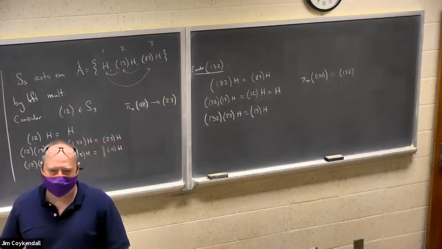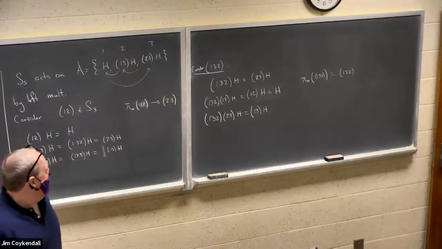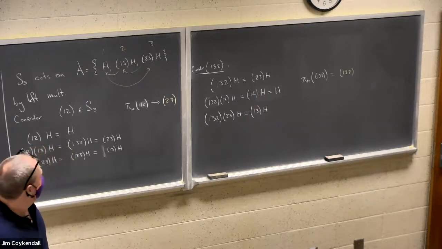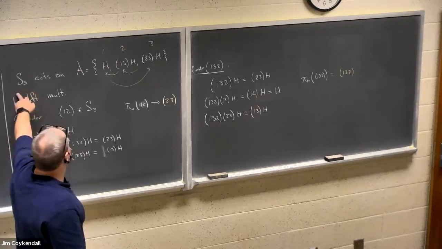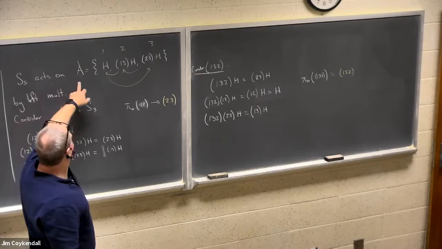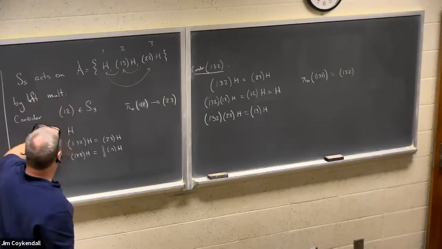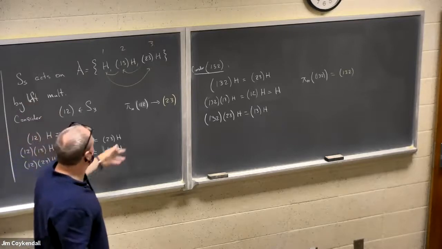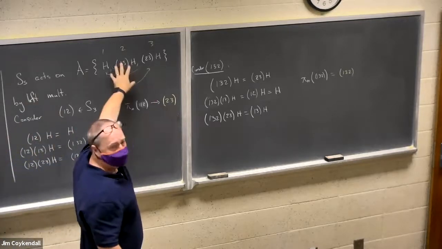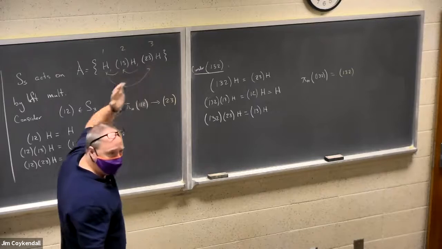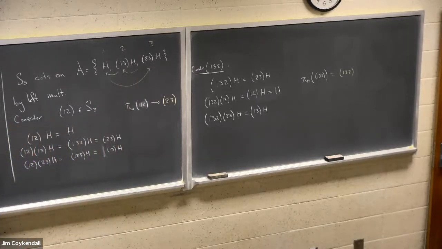Oh, what's phi? Phi is the homomorphism that takes the group into the permutations of the set. Right, so your input is an element of the group, and your output in yellow is a permutation of the set. That makes sense.